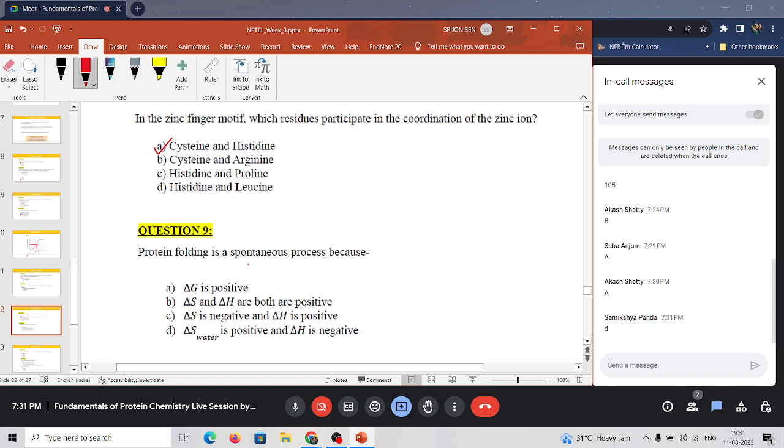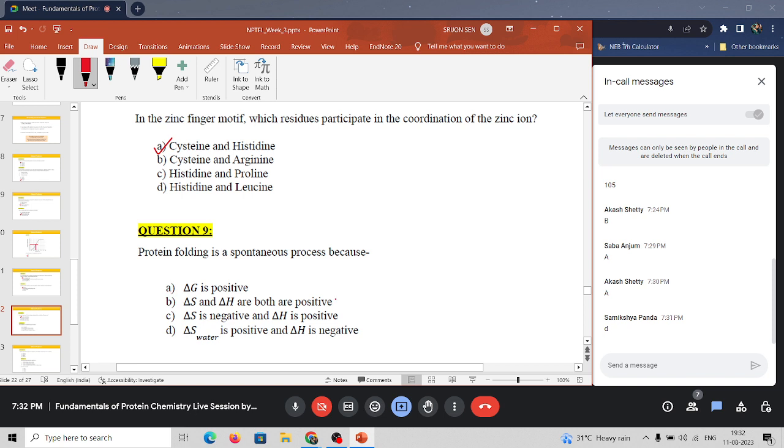So to understand the spontaneity of a reaction, it is the delta G, or the Gibbs free energy, that actually tells you whether the process is going to be spontaneous, feasible or not. The delta G has to be negative. So in the first place, delta G is positive, which is incorrect.